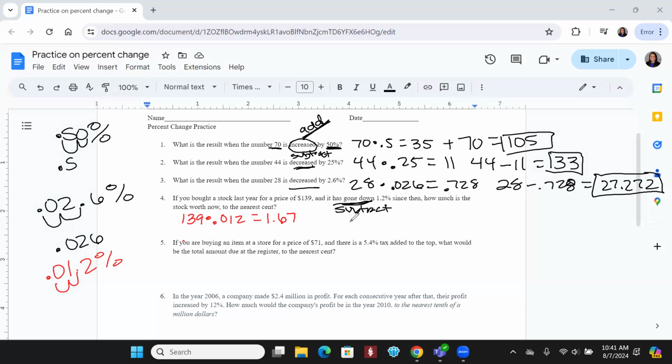1.67. Okay, so we're going to take 139 and we're going to subtract 1.67. And what does that give me? 137.33. Questions on that one? Okay, I want you to take a moment, try number 5. Okay, remember tax is always added onto the original. Okay, so take a second, try that one.